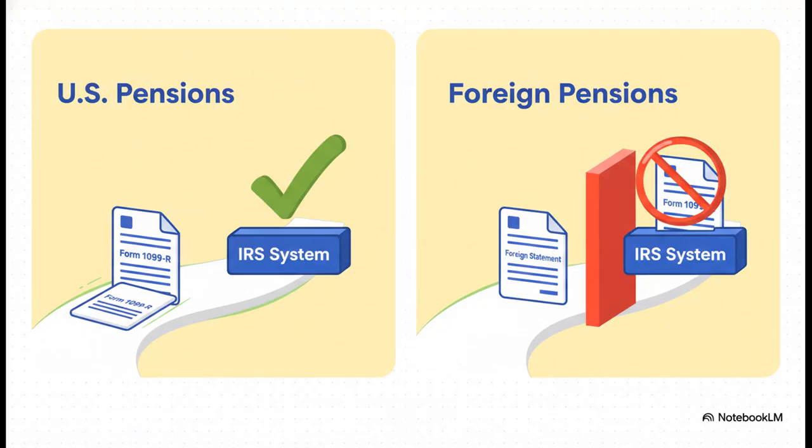This right here really puts it in black and white. Look at the U.S. pension on the left. It's so clean, right? You get a 1099-R, it has that magic 9-digit EIN, the software sees it, and everything just sails through. Now look at the foreign pension on the right. You get a totally valid foreign statement, but because that US EIN is missing, the e-filing system just slams the door in your face. Block.